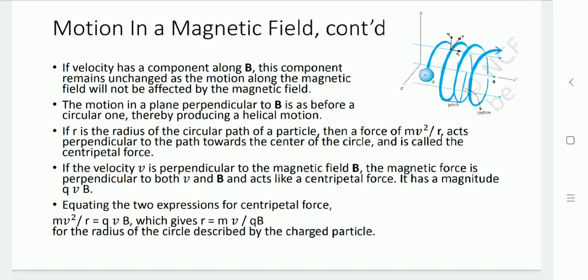So now we have two expressions for the centripetal force. One due to its kinetic force, mv square by R, equal to qvB. So if we take R as the subject of the formula, it becomes mv by qB, right? Because here the charge is continuously moving with its kinetic force, mv square by r.